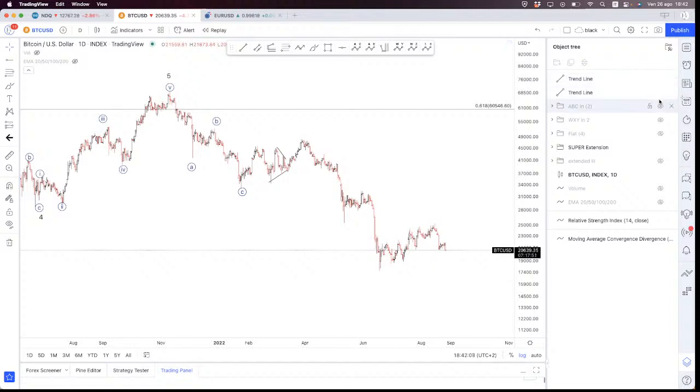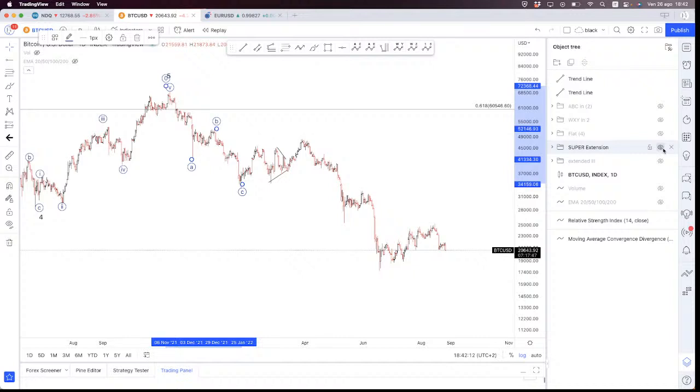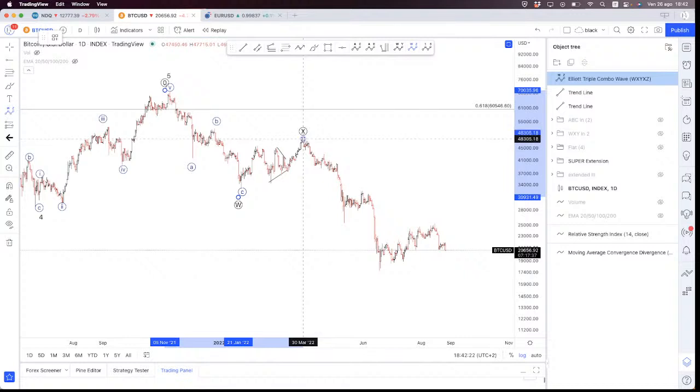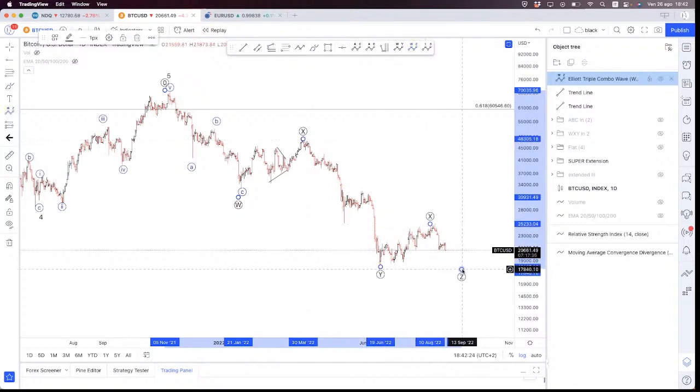I was questioning the possibility of having maybe a triple combo, W, X, Y, X, C. I think also this could make sense somehow.